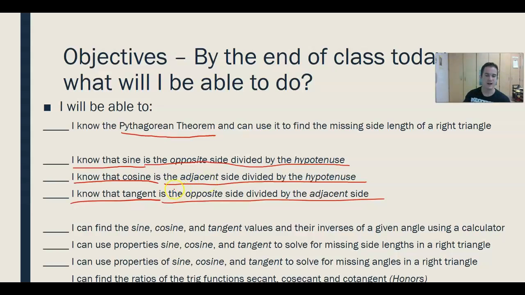You should be able to find sine, cosine, and tangent values and their inverses of a given angle using a calculator or Desmos, whatever you're using. You should be able to use properties of sine, cosine, and tangent to solve for missing side lengths in a right triangle, and use sine, cosine, and tangent to solve for missing angles in a right triangle. And find the ratios of these trig functions: secant, cosecant, and cotangent. Those are our honors topics, secant, cosecant, and cotangent, that you've been exposed to, but that we'll review today.